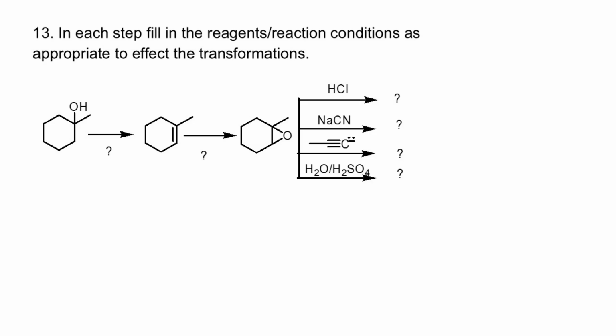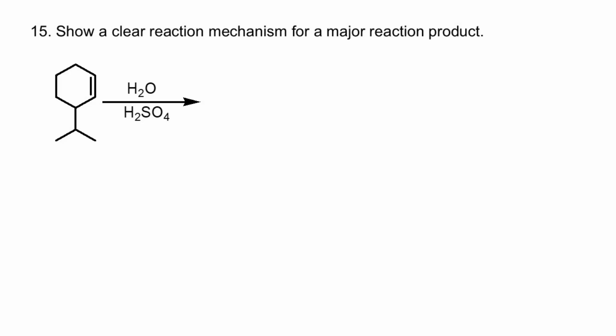It starts from a tertiary alcohol, and it goes to an alkene, and it goes to an epoxide, and the epoxide is opened or does a reaction with hydrochloric acid, sodium cyanide, an alkyne, and also with water and sulfuric acid. So this is basically understanding all the reagents, most of the reagents we learned in OChem 1. Okay, so this is a multi-step reaction, starting from a tertiary alcohol going to an alkene, epoxide, and then the epoxide undergoes several reactions.